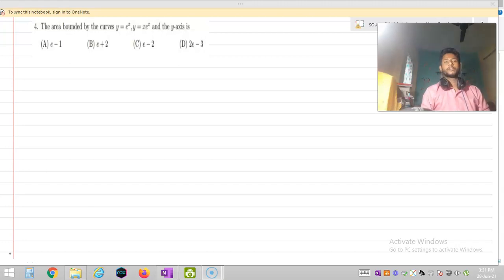Now let us solve question number 4, which says: find the area bounded by the curves y equal to e to the power x and y equal to x e to the power x and the y axis. So we have to find the area bounded by these curves. First of all, we have to draw the graphs of y equal to e to the power x and y equal to x e to the power x.